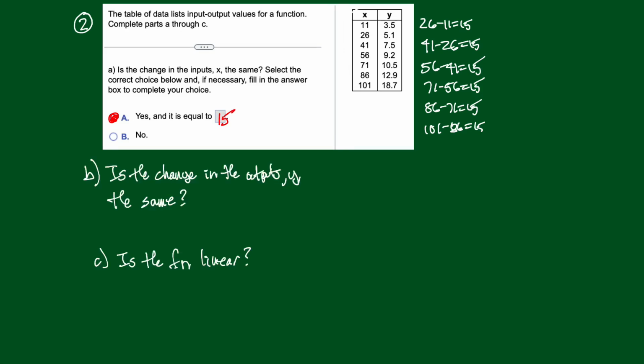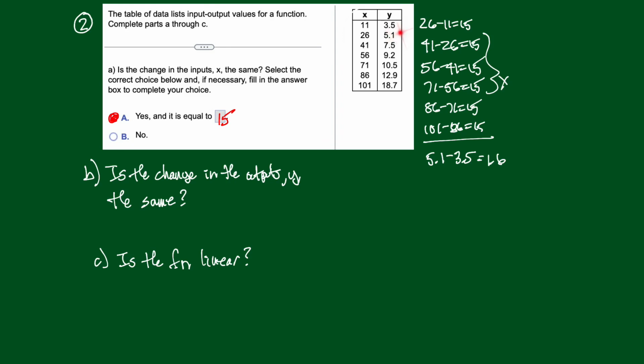Now we'll check the change in the y. So what are we going to do? We're going to do the same thing we did for the x's. I'm going to start here, 3.5 to 5.1, all right? From 3.5, what do we increment by to get to 5.1? These are the x's. These are the y's coming up. We'll take 5.1 minus 3.5. Now get your calculator if you like. I got 1.6.